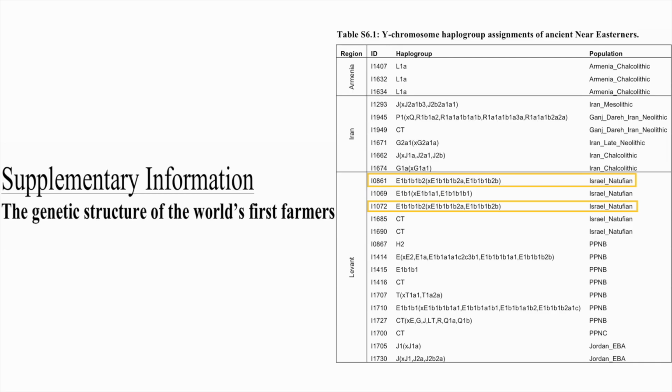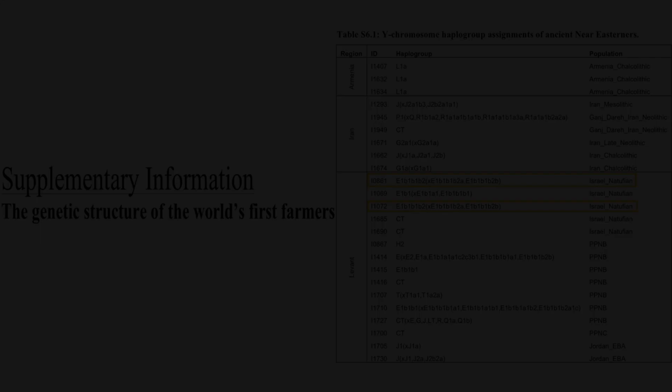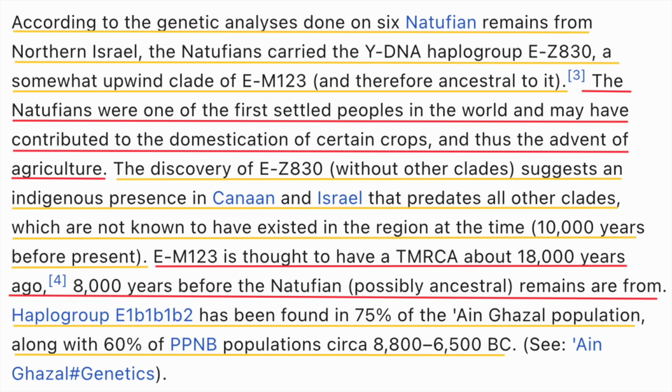According to the supplementary information in the paper titled The Genetic Structure of the World's First Farmers, it shows 2 E1B1B2 samples. According to the genetic analysis done on 6 Natufian remains from northern Israel, the Natufians carried the Y-DNA haplogroup E-Z830, a somewhat upwind clade of E-M123, and therefore ancestral to it.